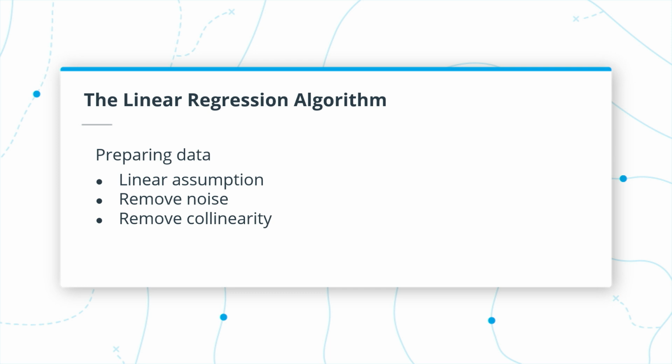Next, remove collinearity. Linear regression will overfit your data when you have highly correlated input variables. Consider calculating pairwise correlations for your input data and removing the most correlated.